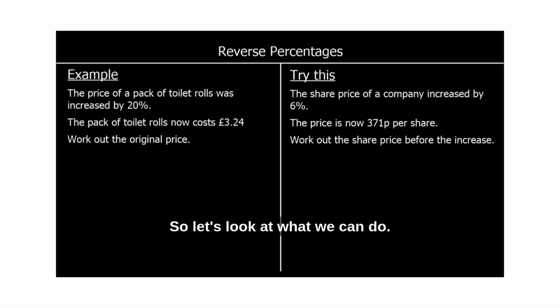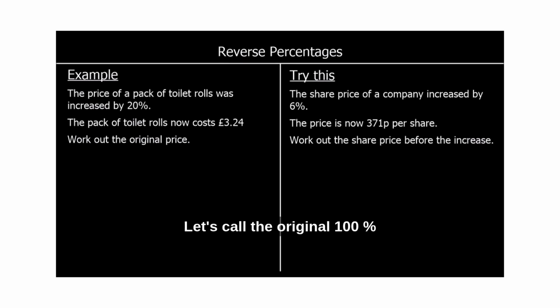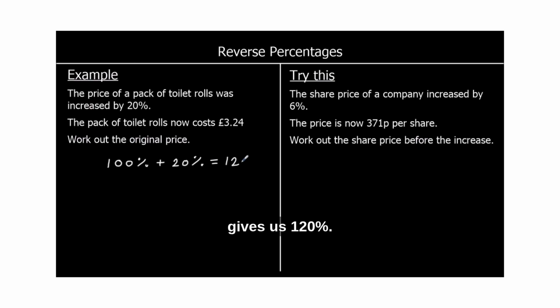So let's look at what we can do. Let's call the original 100%. And we increased by 20%, so we added on 20%. That gives us 120%. So we can say that £3.24 is 120% of the original.